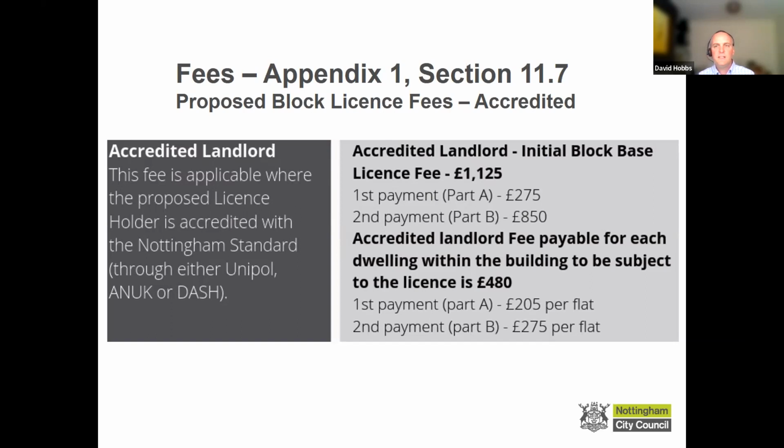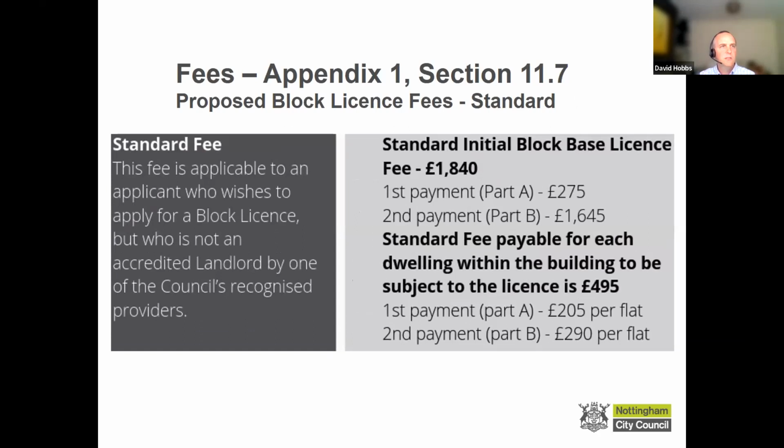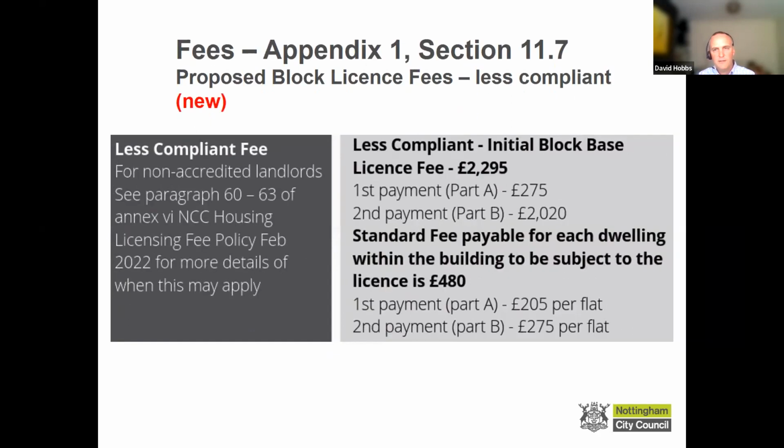So you pay a base fee, and then you pay a fee for each of the flats, and it works out cheaper the more flats you have within a block. I think it gets cheaper at about 8 or 10 flats, depending on if it's accredited or non-accredited. But you do a bit of maths and you have to work it out. We've got some examples in our fee policy that Linda talked about earlier, of how to work out the block license fee. So we've got one for accredited, we've got a standard fee, again slightly more, and we've also got a proposal for a less compliant fee for blocks as well.